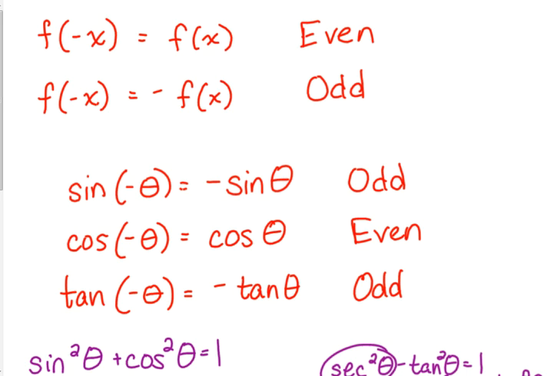Tangent is also an odd function, okay? And it kind of makes sense because tangent is a combination of sine and cosine. So if one of them is negative and one of them is positive, then tangent would be negative, or just the opposite. So tangent is an odd function. So those are the even and odd function identities.